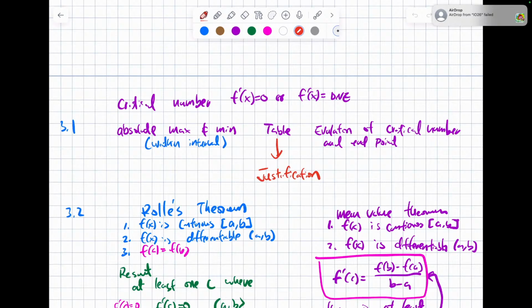So this is how you justify this. It says due to f prime of 3 is equal to 0, and f double prime of 3 is less than 0, therefore, using the second derivative test, x equal to 3 is a relative max. And that's it. That's how you justify with the second derivative test. You don't have to say anything else.